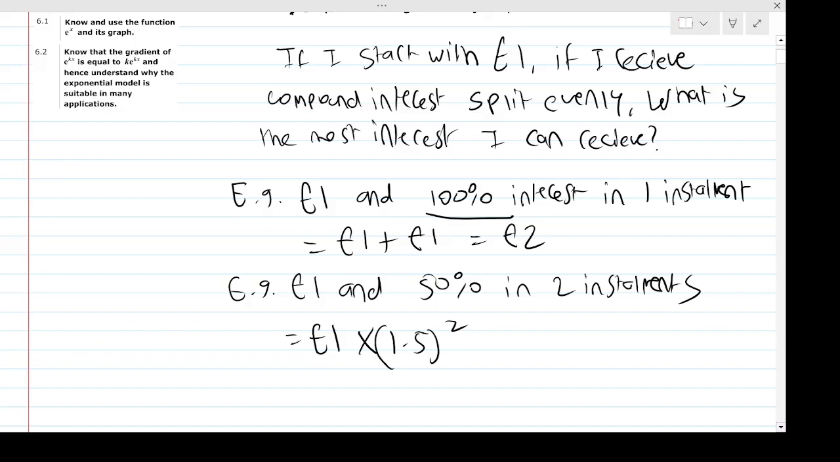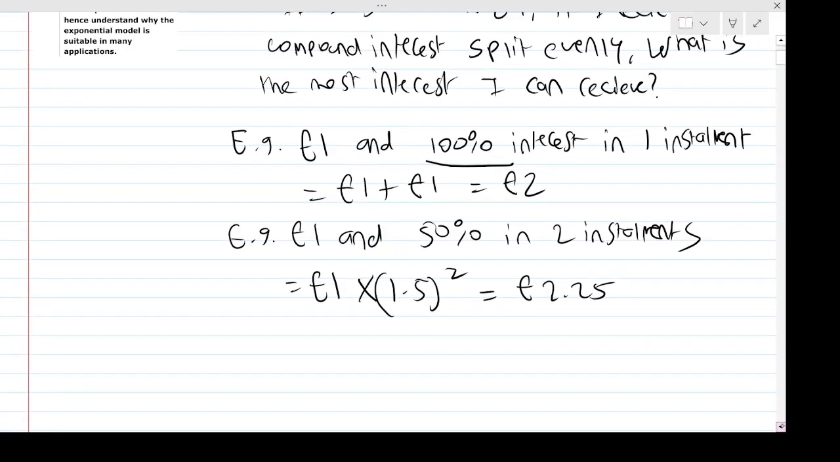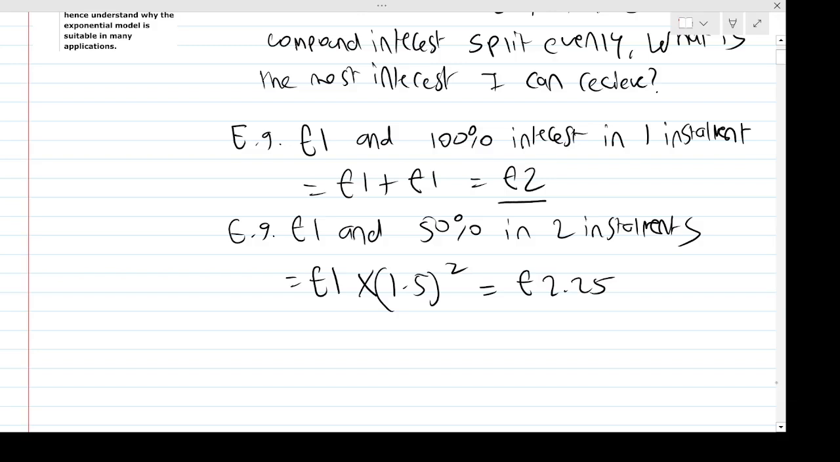It's compound interest, think back to GCSE. If I work that out, after the interest is added on, 1 times 1.5 squared is £2.25. Hopefully you notice that if I split it in two installments instead of all in one, I get a bit more: £2.25 compared to £2.